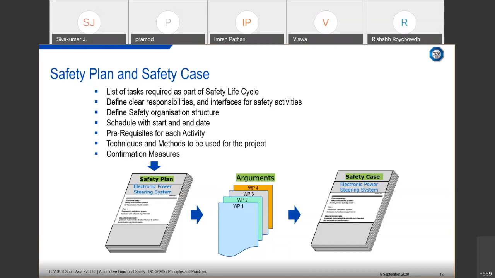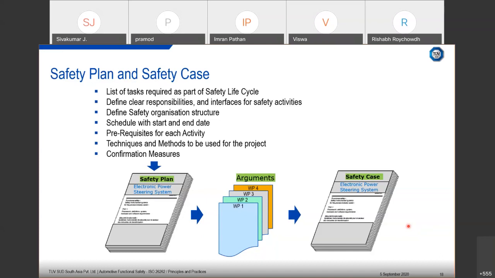And this has to be created by the safety manager, and also he has to update it periodically. Based on the plan, you will be creating the argument, and you will be having the safety case. But for the safety case, you may not be required to put all the documents. Basically, the work products and the argument you will be placing in your configuration management tool environment, and the associated path will be captured in the safety case. That's how you need to maintain the safety case.